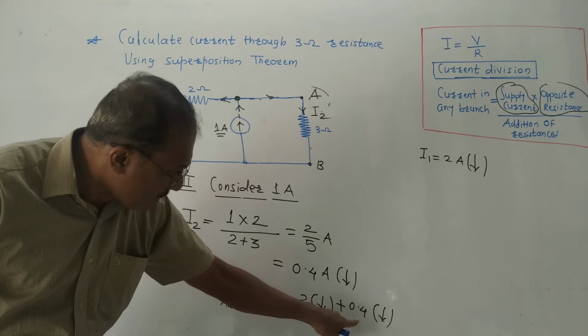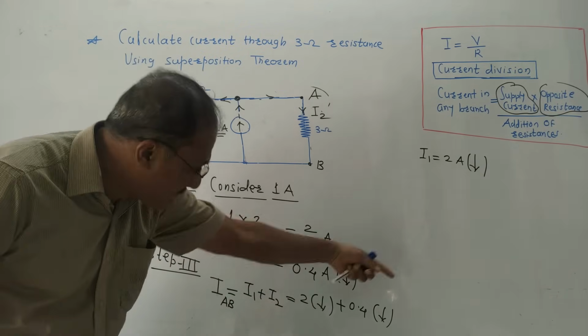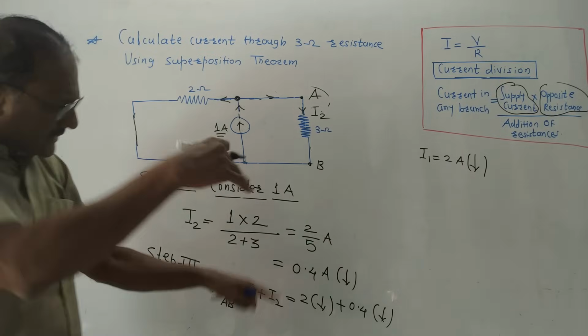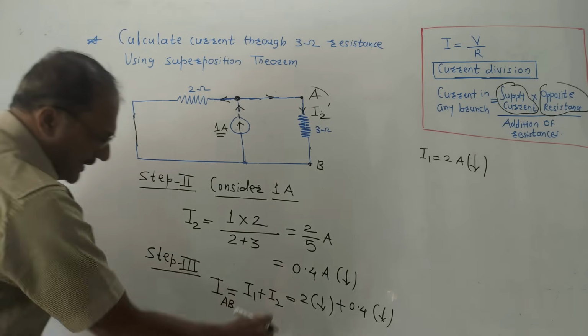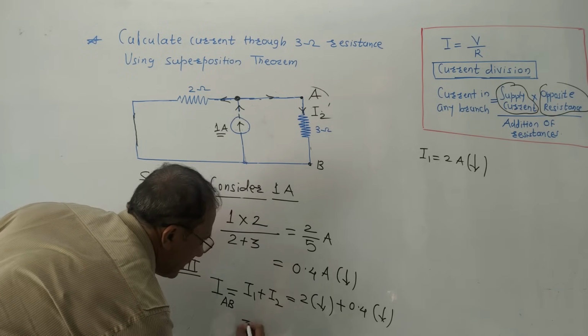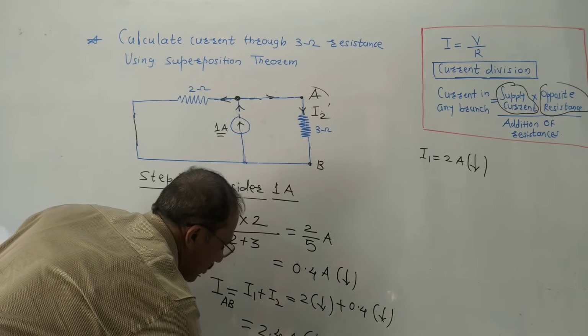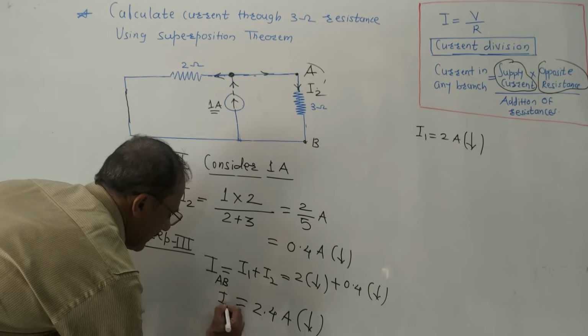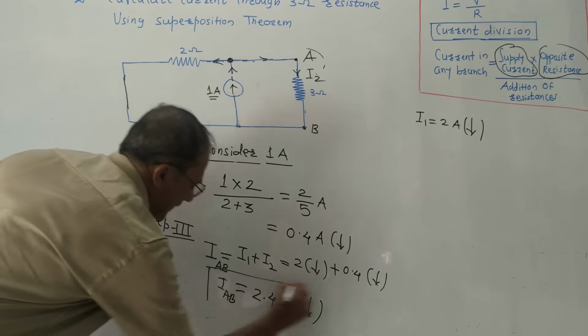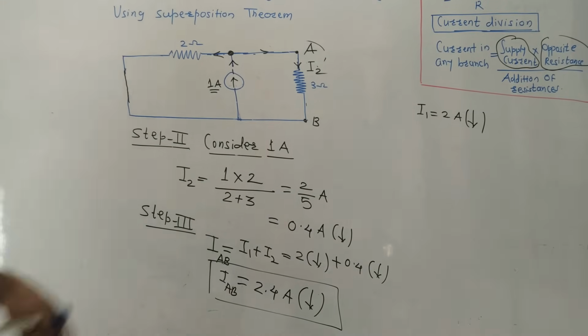If suppose 0.4 would have been moving in the upward direction, I would have subtracted it from 2 amperes. Let us discuss this concept in the next numerical. Presently, both currents are moving in the downward direction. So simple addition, the final answer becomes 2.4 amperes, arrow is downward. This is the final answer. We calculated the current passing through 3 ohm using the superposition theorem.